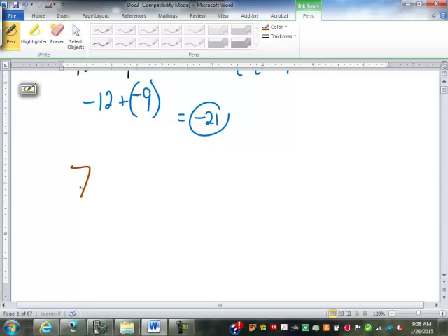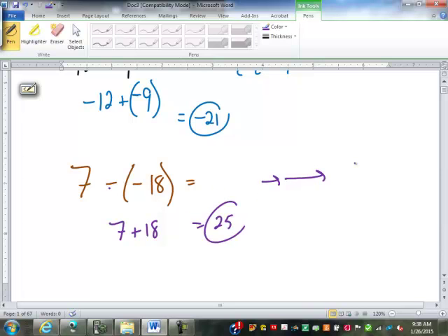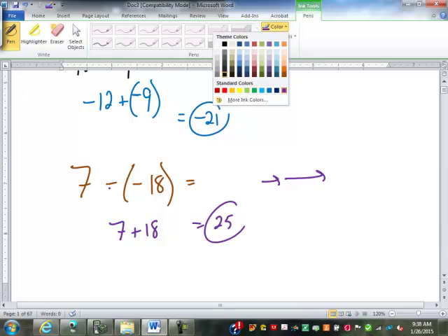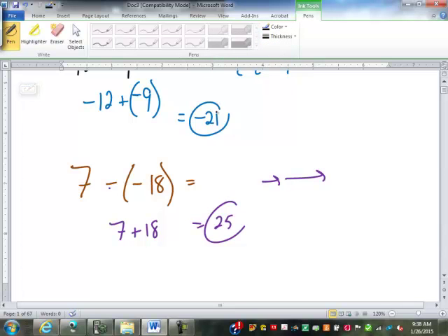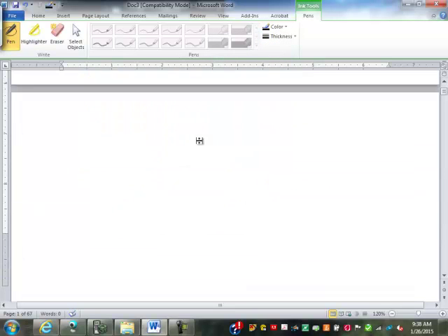Or if we have 7 minus a negative 18, that was changed to become 7 plus a positive 18. So 7 and 18, of course, that's just going to be 25. We didn't really need to draw out the vectors for that one. Multiplication and division were actually quite a bit easier.